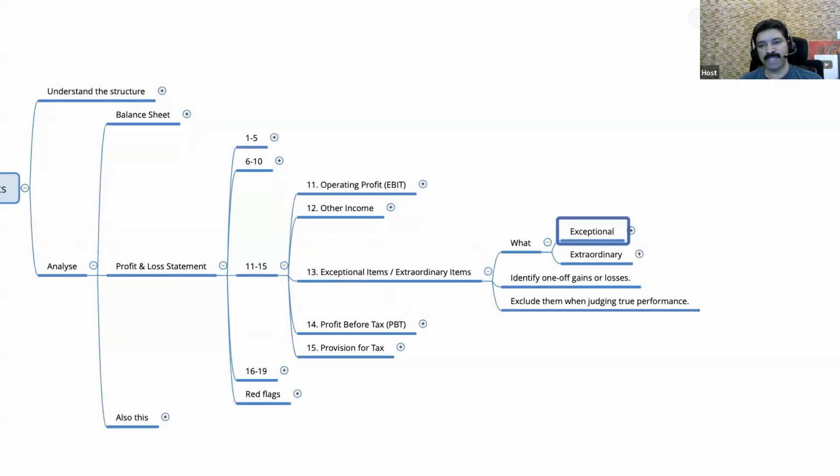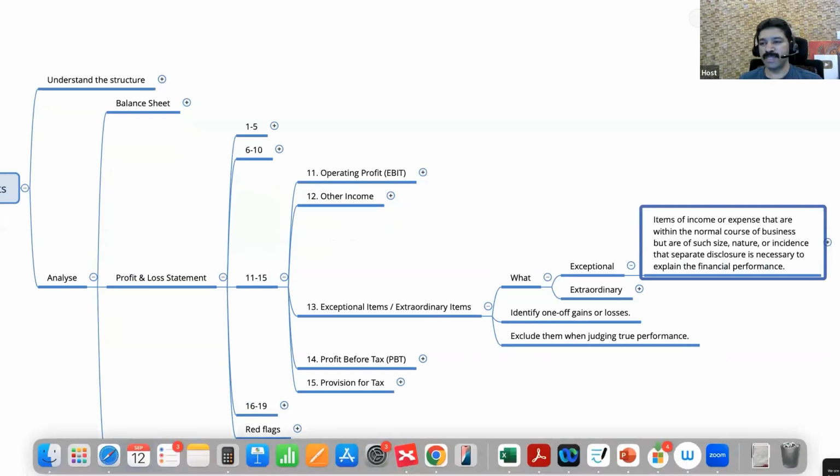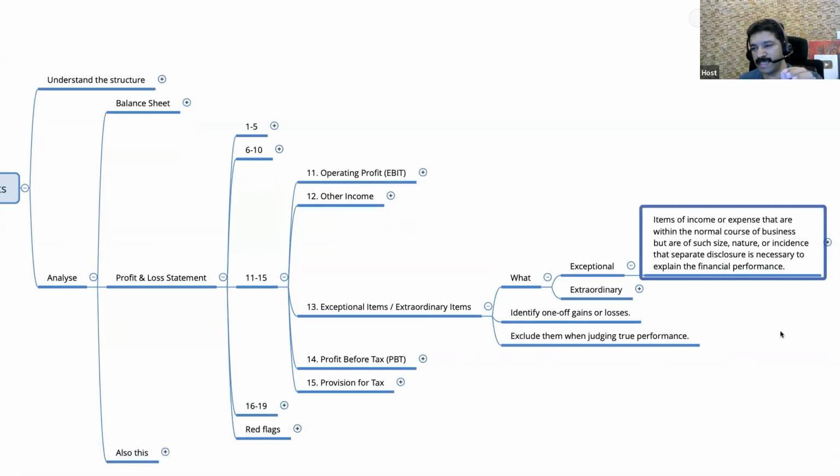What is this exceptional item? What is this extraordinary item? See, exceptional items. Exceptional items are all the income or expenses that are within the normal course of business, but they are considered exceptional because of their size and nature. Okay, so it is considered very important to have a separate disclosure.